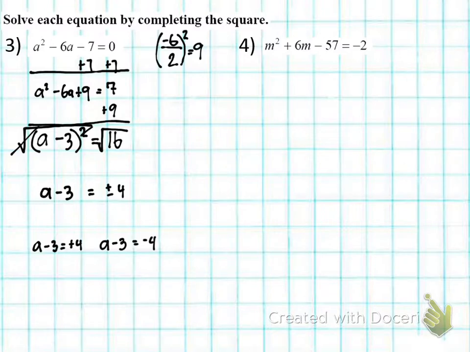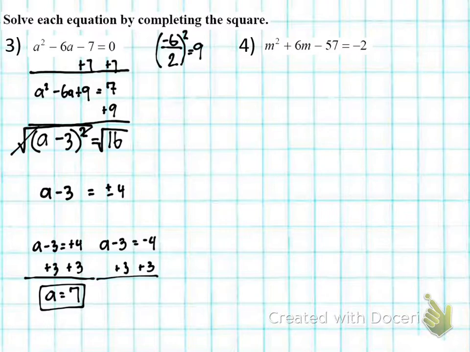Okay? First one, we're going to add 3 to both sides. So a is equal to what? What's 4 plus 3? 7. That's our first answer. Next one, we're going to add 3 to both sides. A is equal to what? Good, negative 1. Excellent. Okay, so that is how you do number 3. Okay? Was that hard? No, it just takes time to learn it.